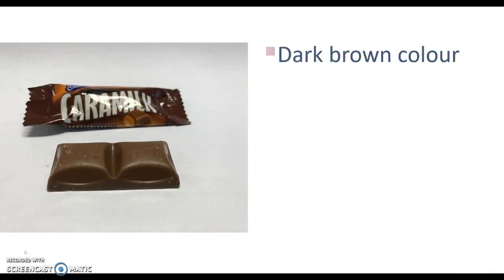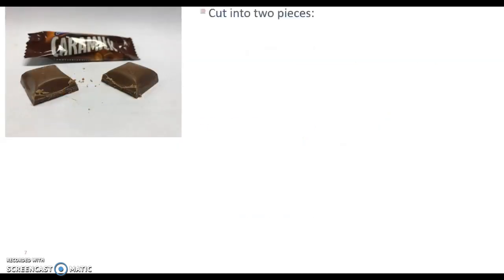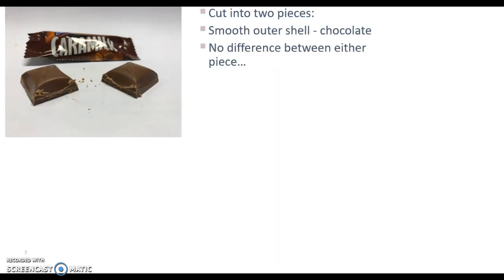Well, the outside of it, same dark brown color and smooth texture, just like an aero bar had. The outside of the caramel bar looks like the same material all over. Let's cut it into two pieces. Well, it still has that smooth outer shell, still is made of chocolate. I don't see any difference between either piece.